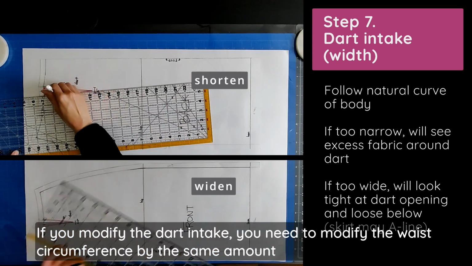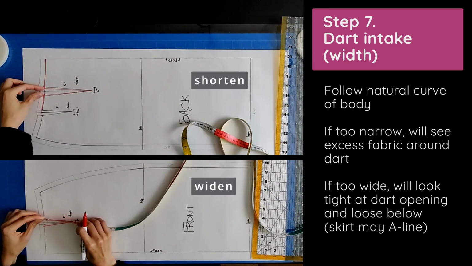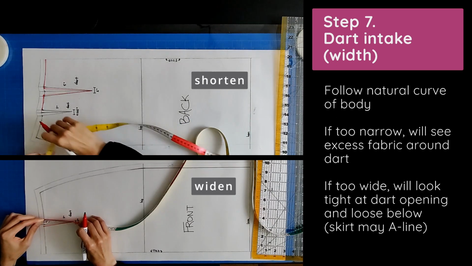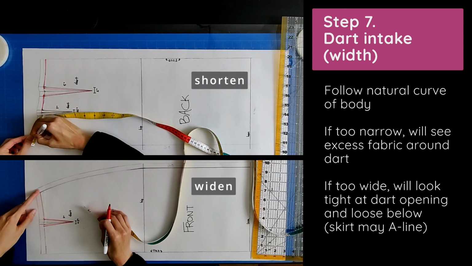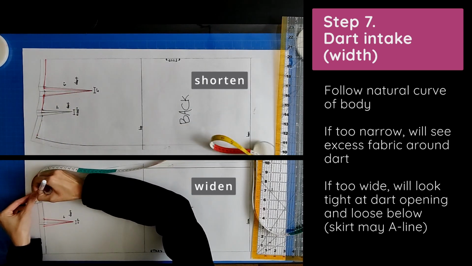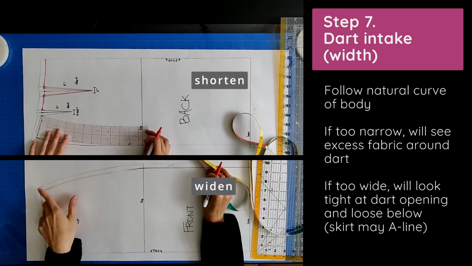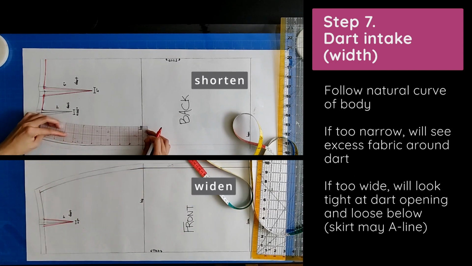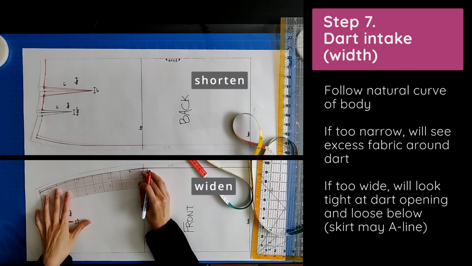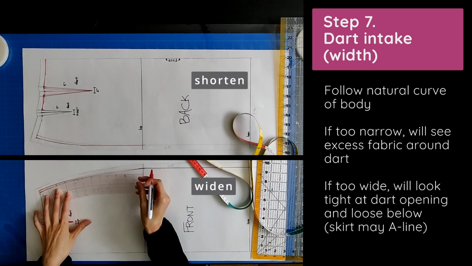Next, you need to modify the waist length accordingly. If you widen the dart intake, you'll also need to add that same additional amount to the waist. If you shorten the dart intake, you'll need to remove that same subtracted amount from the waist. Redraw the waist to hip curve line. Draw the waist to hip curve line of the front and back skirt blocks to ensure they're the same length. Repeat the process for all the dart intakes that you need to modify. If you're unsure how much to shorten or widen the dart by, start with small increments, like 1/4 of an inch.